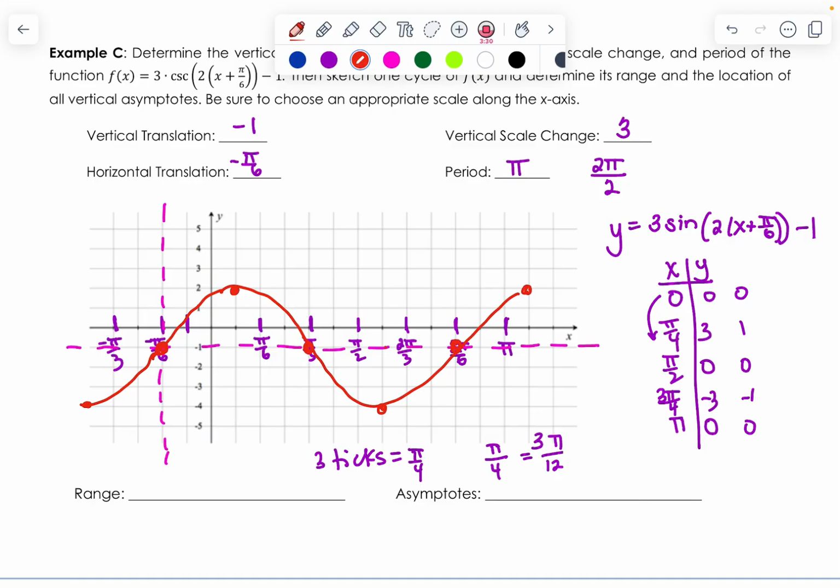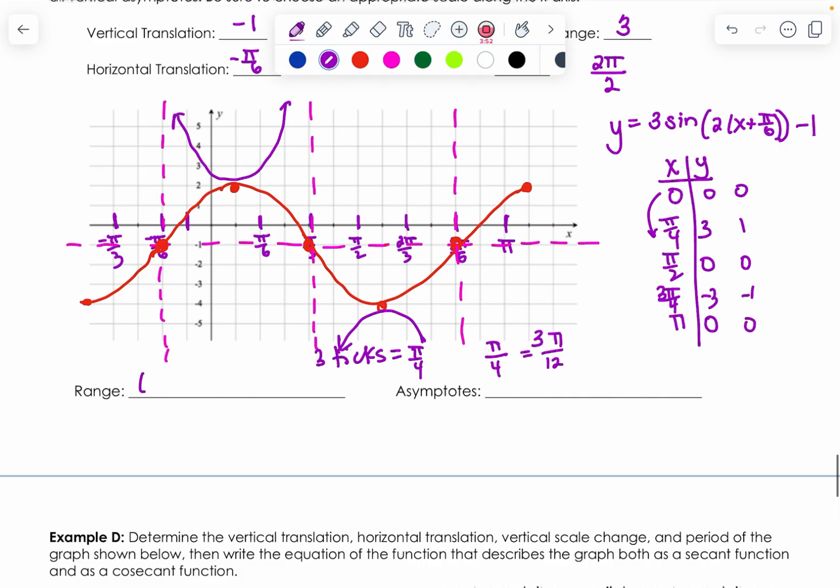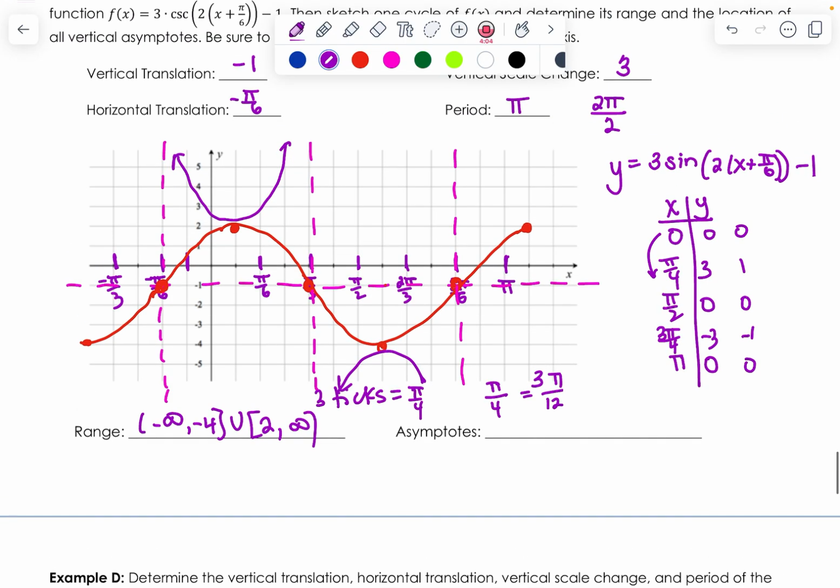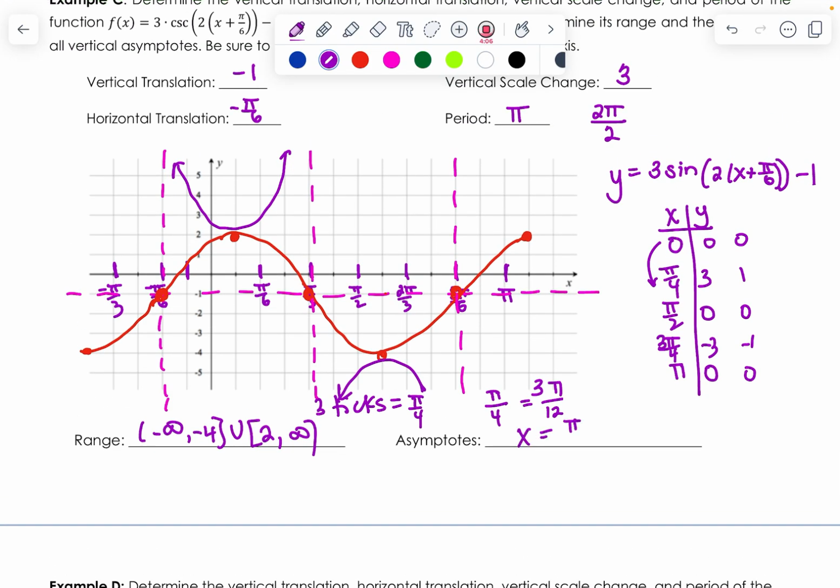Can I go one more? No, that's fine. Okay. So then we are going to be putting the vertical asymptotes where the graph is crossing the midline. So then I'm just going to flip it up and down. So my range is going from negative infinity to negative 4 with a bracket, union bracket 2 to infinity. The asymptotes will be, the first one's at pi over 3 plus half the period k.